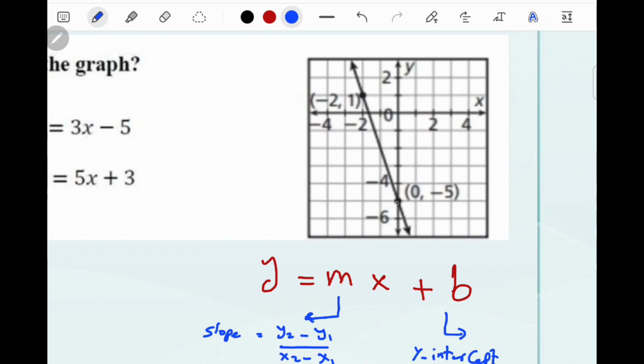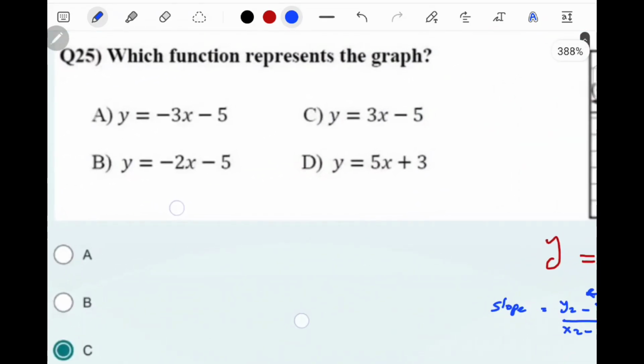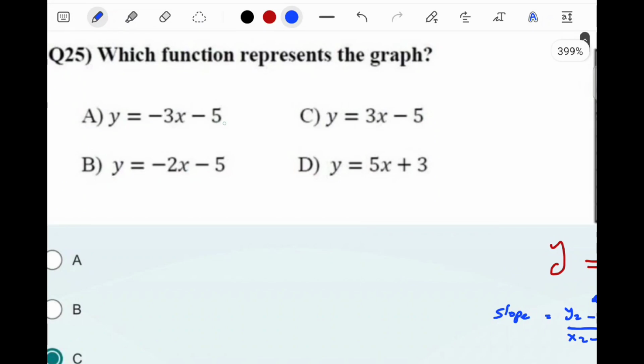So in this question, it's clear that the y-intercept is located here. The y-intercept is the value of the y-coordinate, so the y-intercept is just -5. If you go to the selections, A has a -5, this has a -5, this one has a -5, so we can exclude D in this case.